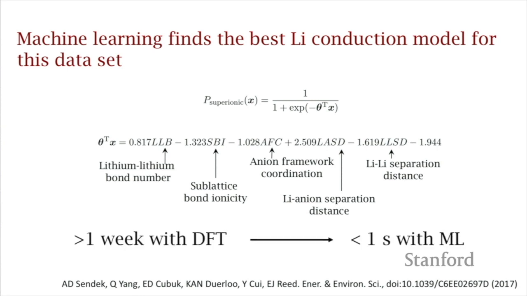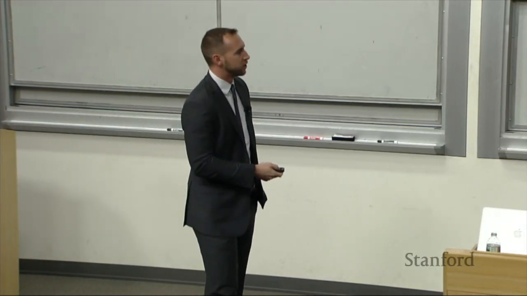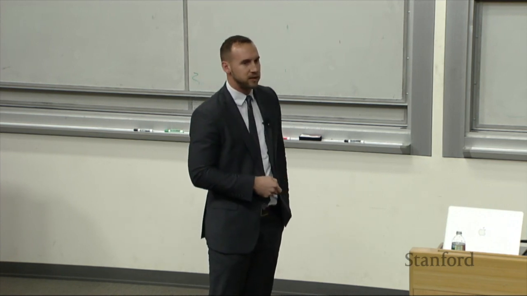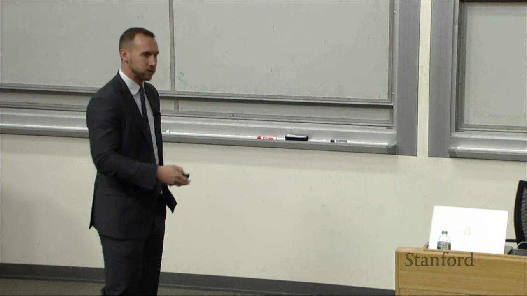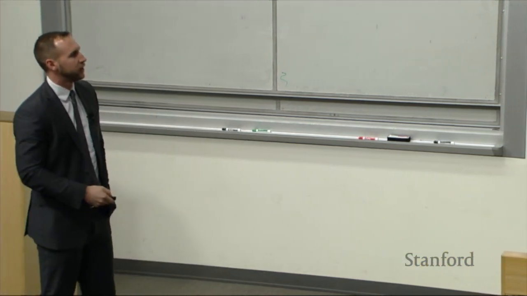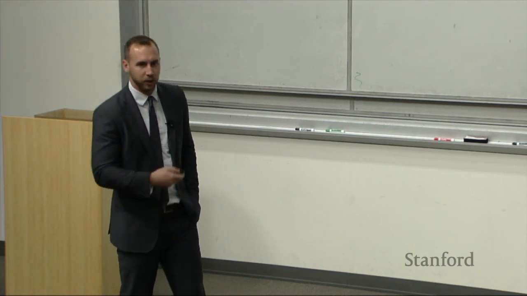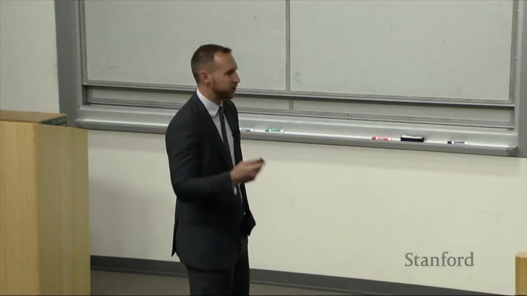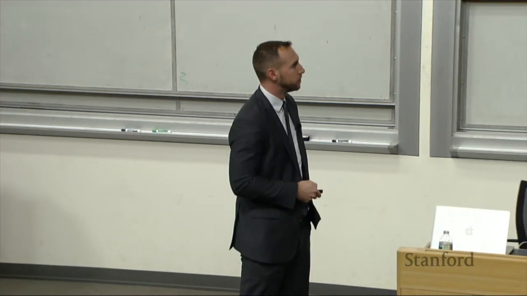But the main point is that this equation is based on 5 super easy to compute pieces of information. Whereas it would have taken us 1 week to get an estimate of conductivity with density functional theory simulations, which use physics, where you have to solve the Schrodinger equation and move atoms around, this takes us, if we set it up in an automated script, less than a second, like a microsecond to compute. So this is a huge improvement in speed.